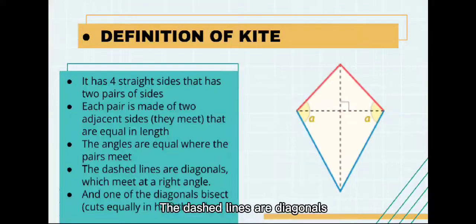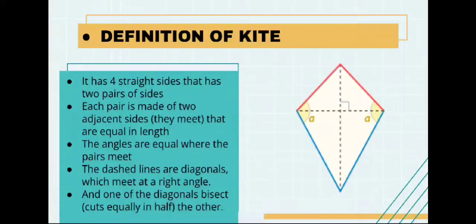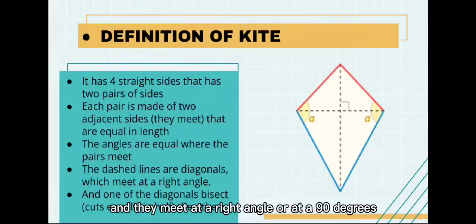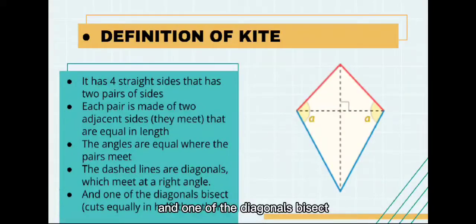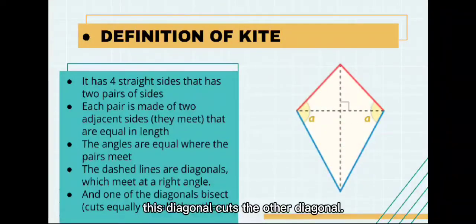The dashed lines are diagonals which meet at a right angle. As you can see here, the diagonals are in the middle of the kite and they meet at a right angle or at 90 degrees. And one of the diagonals bisects, or cuts equally in half, the other. As you can see here, this diagonal cuts the other diagonal.